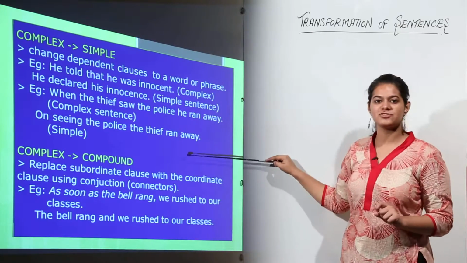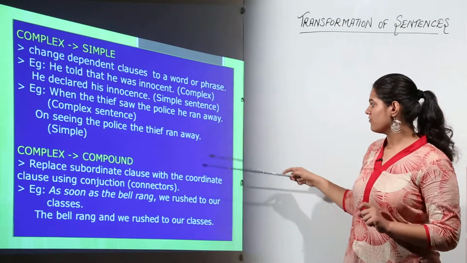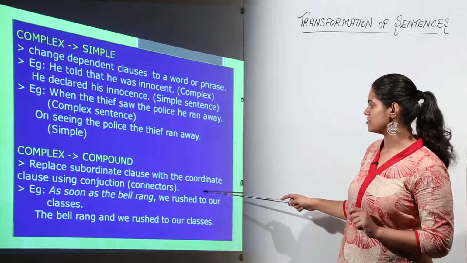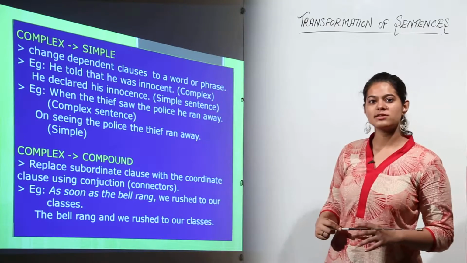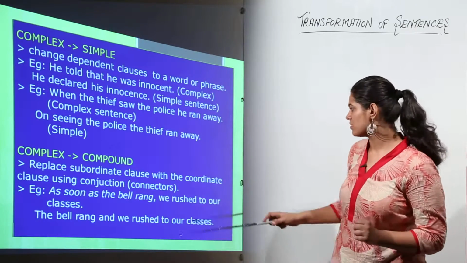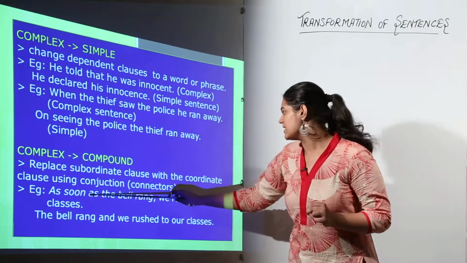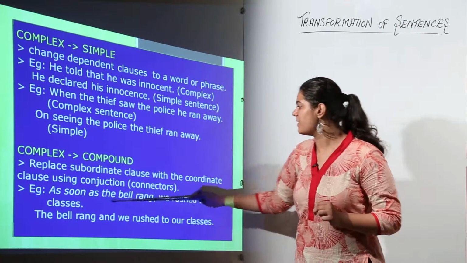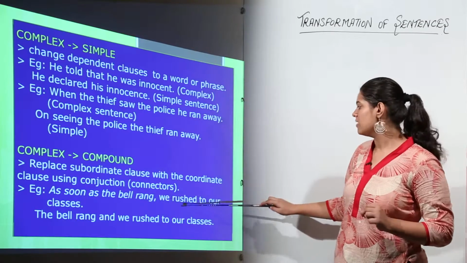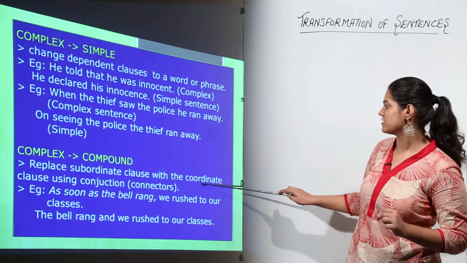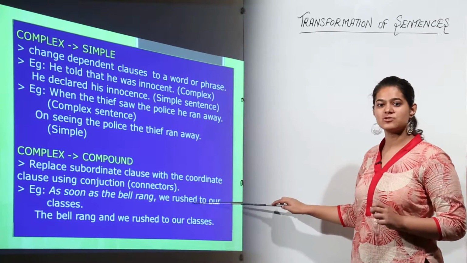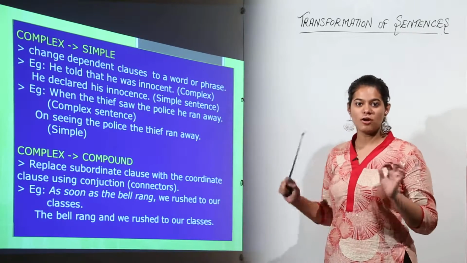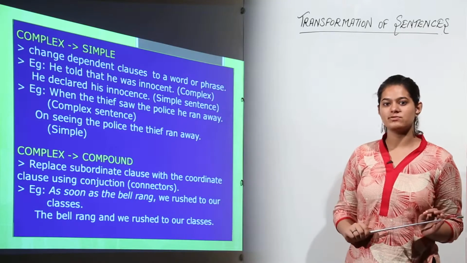Next is the complex to compound. We replace the subordinate clause with the coordinate clause using a conjunction. The subordinate clause is the clause that is dependent. Let's read the sentence: as soon as the bell rang, we rushed to our classes. "As soon as the bell rang" is the subordinate clause, "we rushed to our classes" is the coordinate clause. We need to join these two using a conjunction or a connector word, and then the complex sentence would be converted to a compound sentence.